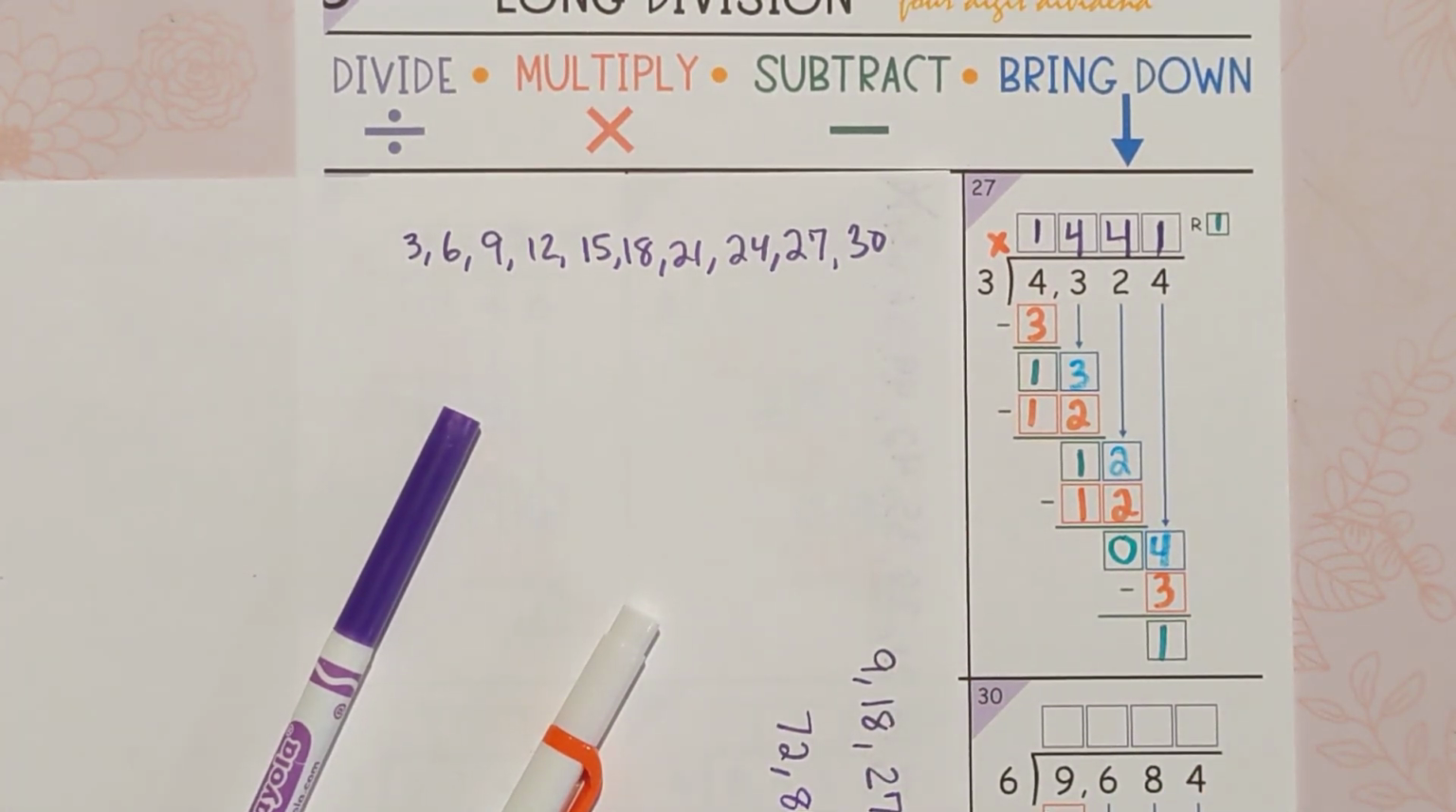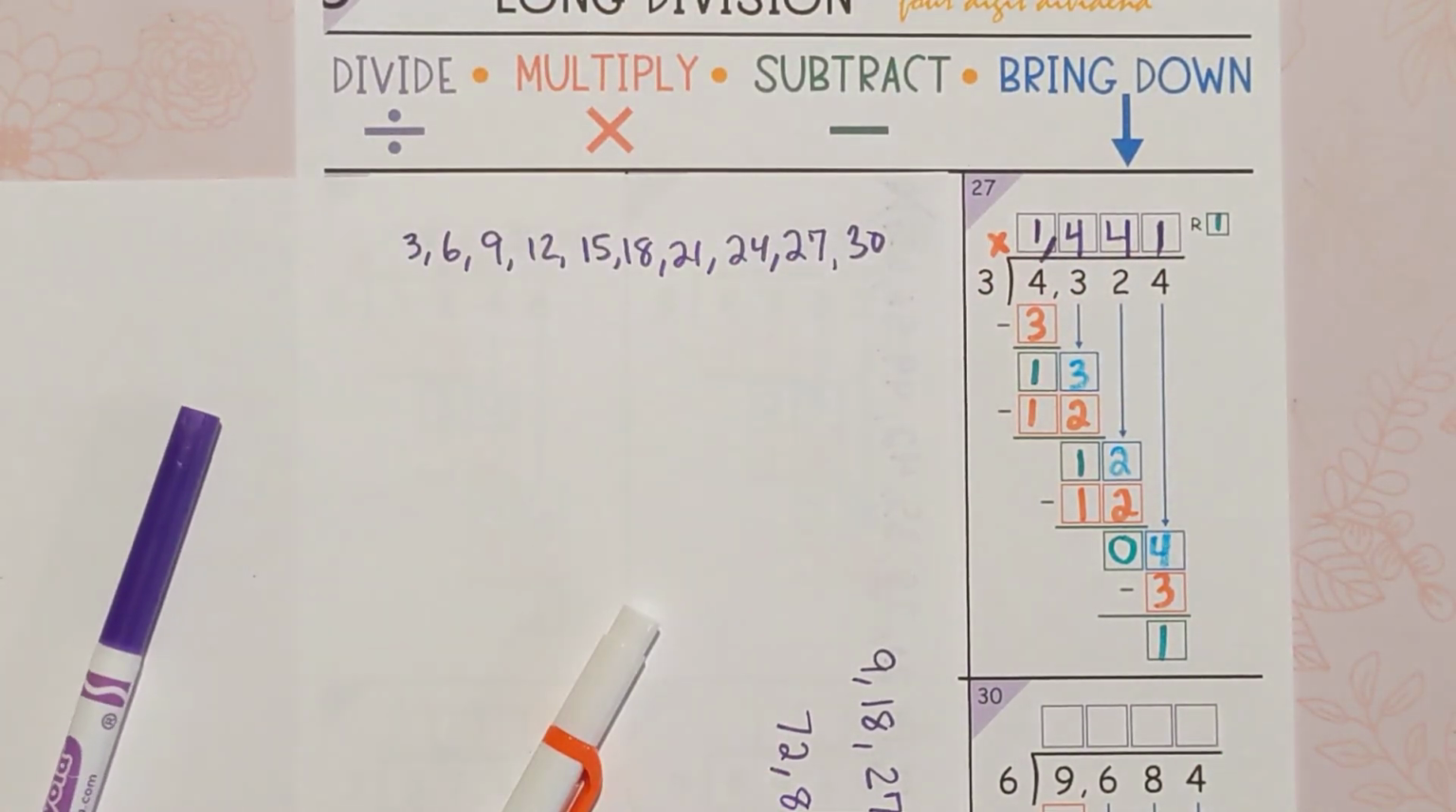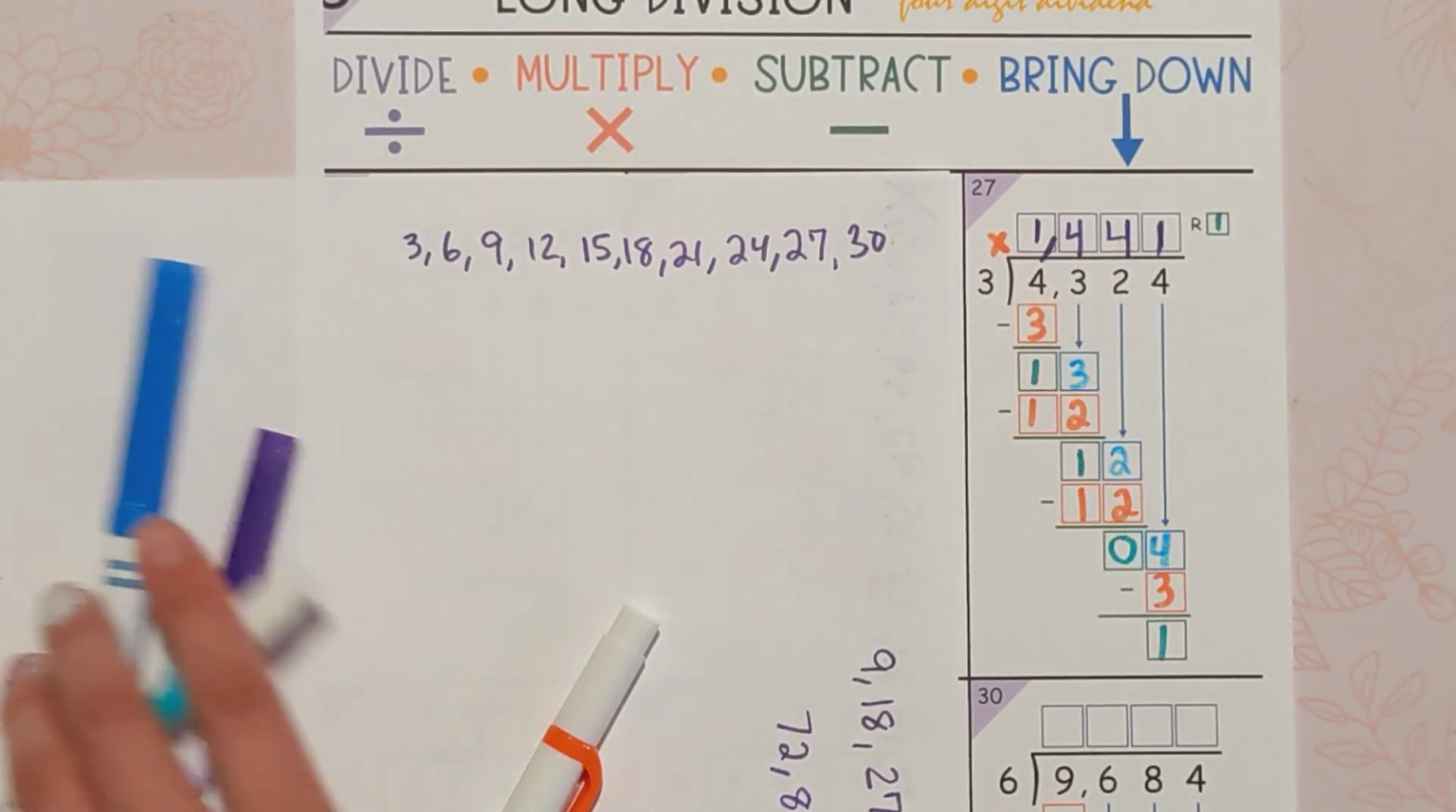So if you divided up 4,324 into 3 groups, you would have this many in each group, 1,441, but then you'd have 1 left over, and that's our remainder.